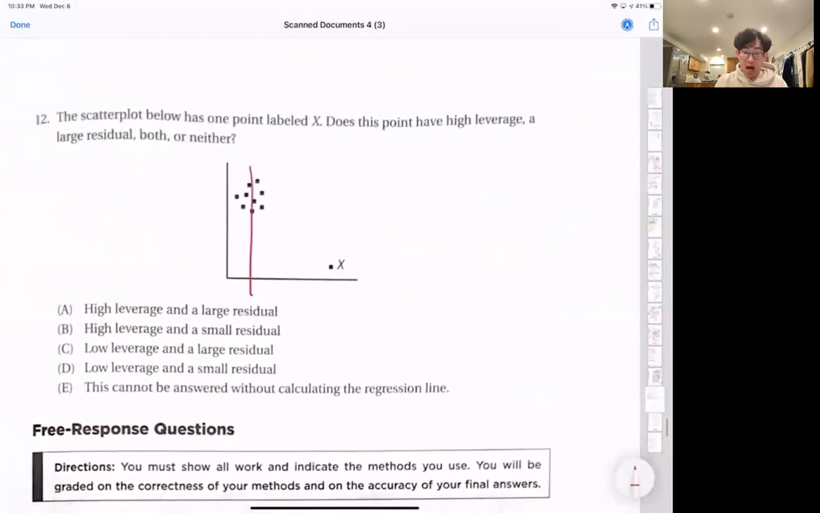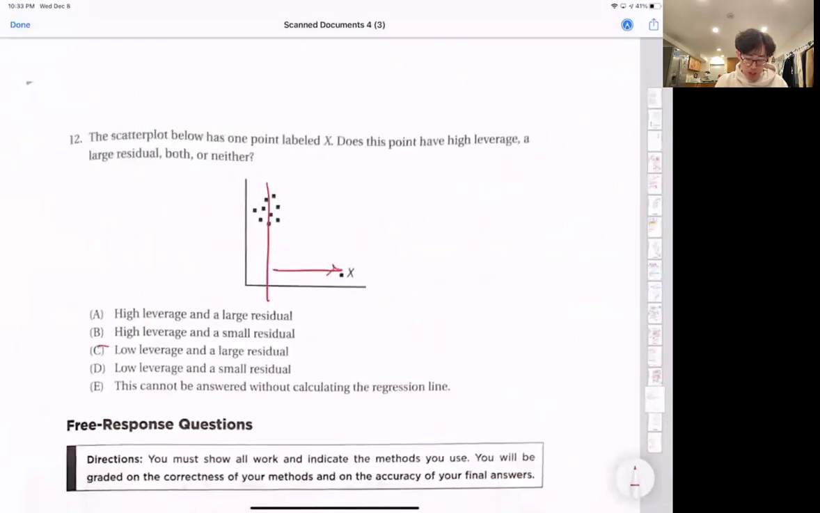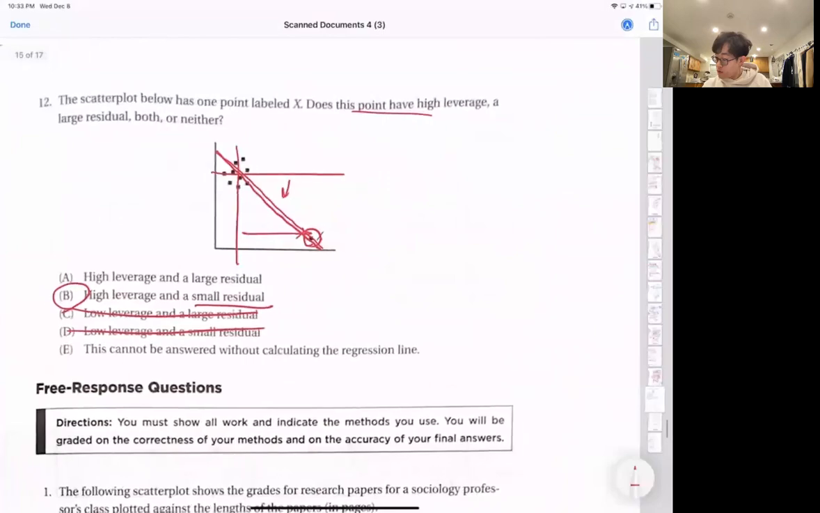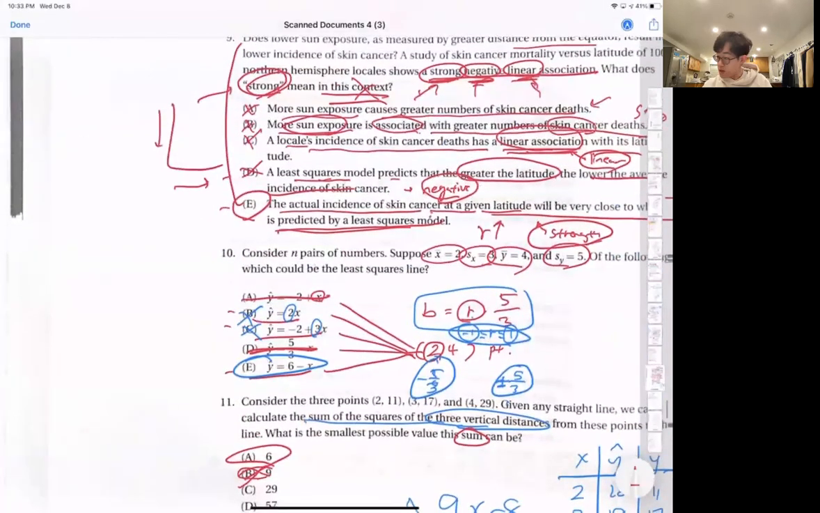Next, this is the average of all the dots. As you can see, it has a very high leverage. This actually gives you a residual of a flat 0, and it will change the least squares regression by a lot. Does this point have a high leverage or large residual? Now with this point, because it's going to fall right on where the line is, it's going to have a very small residual. Okay. So I think 12 was B. Yep. So everything should be correct from that one.